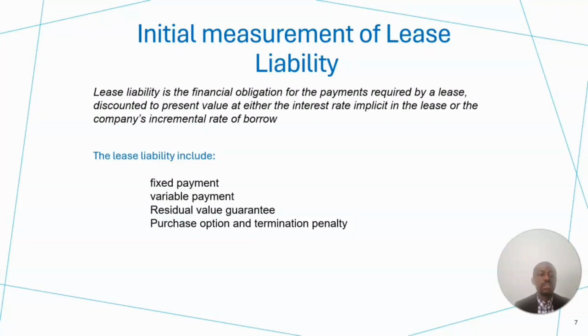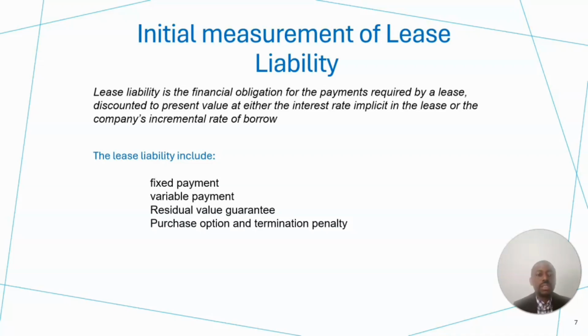In the previous section, we've been able to establish the lease term. How do you recognize this in your books of accounts? Because we are looking at accounting for leases. At initial measurement, how do you measure the liability in the statement of financial position?